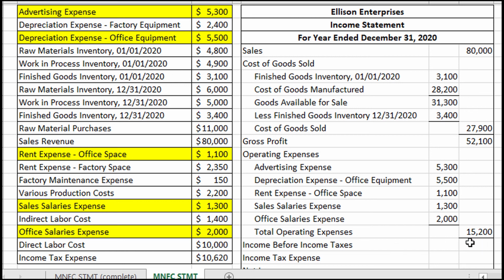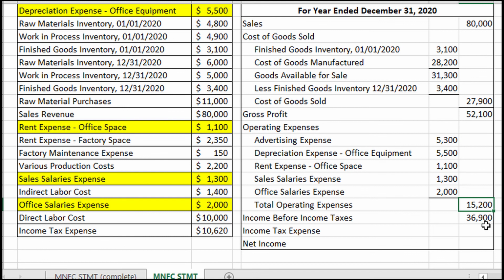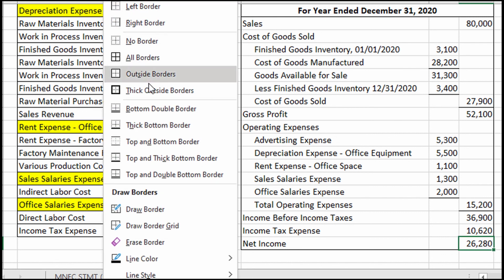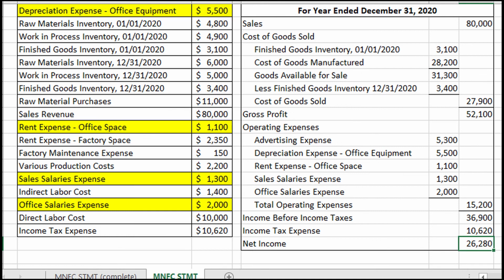Now the next thing we can do is we can take our gross profit, which was $52,100, and we can subtract the total operating expenses, and that will give us the income before income taxes. And then the only thing left to do is to list the income tax expense, which is right here for $10,620. And then when we take the income before income taxes and we subtract the income tax expense, we will get the net income of $26,280. And sometimes teachers will like to double underline that, so we can go ahead and do that.